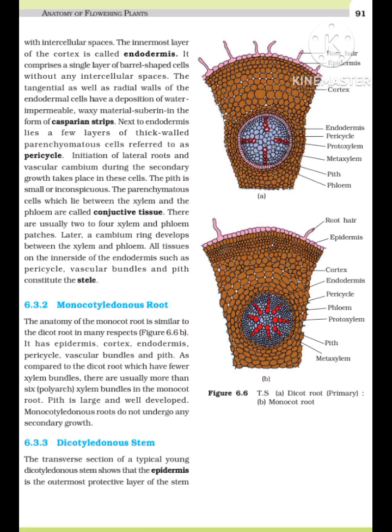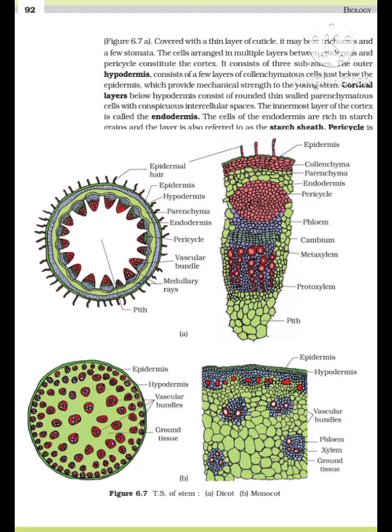6.3.3 Dicotyledonous stem. The transverse section of a typical young dicotyledonous stem shows that the epidermis is the outermost protective layer of the stem. Covered with a thin layer of cuticle, it may bear trichomes and a few stomata.